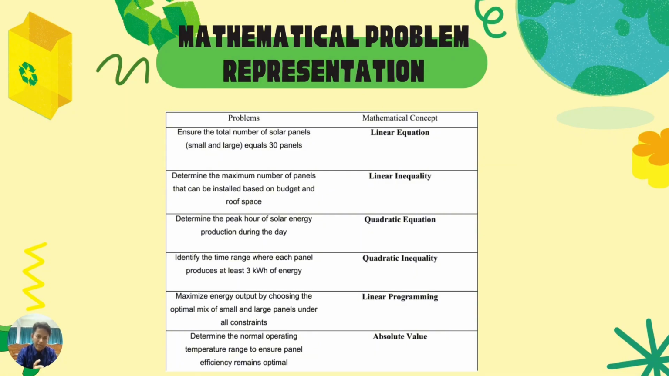we used to maximize energy output by choosing the optimal mix of small and large solar panel under all constraints given. Okay, the last is absolute value. We use it to determine the normal operating temperature range to ensure panel efficiency remain optimal.